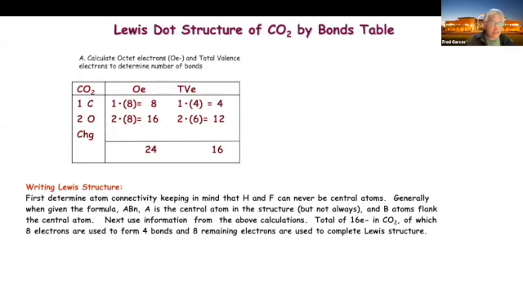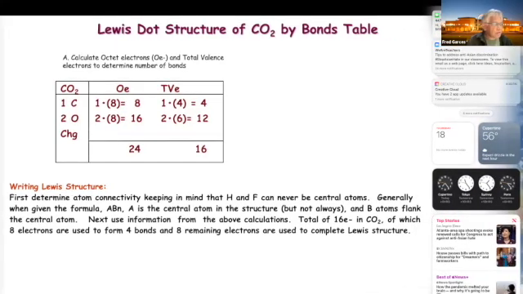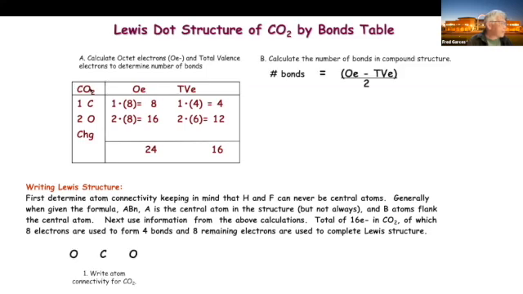Carbon dioxide. The way you do a bond table is you write it like a multiplication table. You write CO2 right here, okay? And when you write CO2 right there, then you can break down the atoms that make up CO2: 1 carbon, 2 oxygen. And then you put a charge there. Carbon dioxide has 0 charge. It's neutral. So you don't have to worry about that.